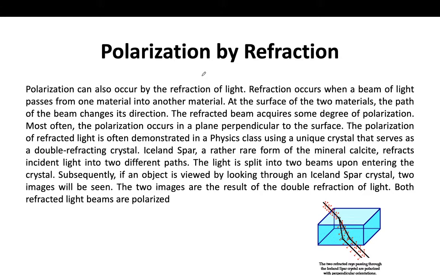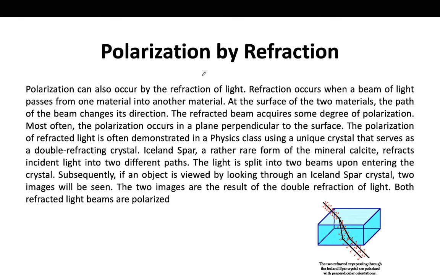So refraction occurs when a beam of light passes from one material into another material. Like from the air, if it passes into glass or water or ice, its angle will be changed. At the surface of these two materials, the path of the beam changes its direction. The refracted beams acquire some degree of polarization. Most often the polarization occurs in a plane perpendicular to the surface. The light is split into two beams.